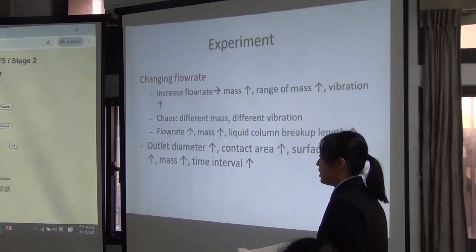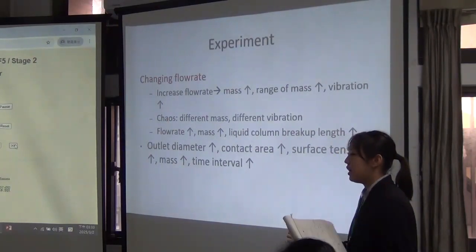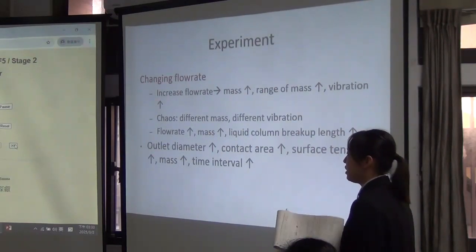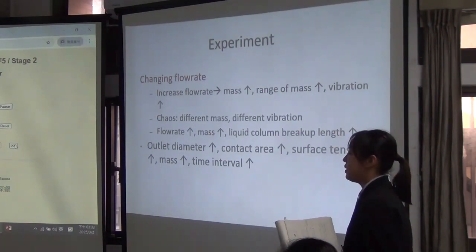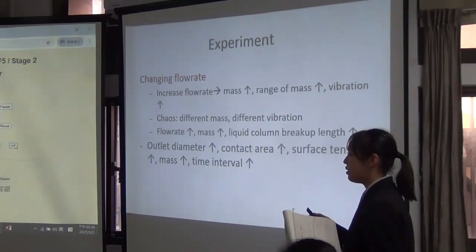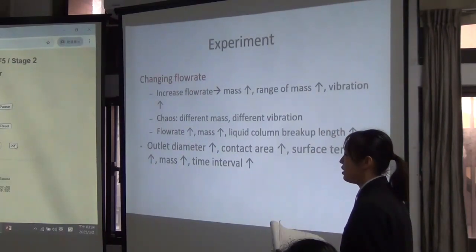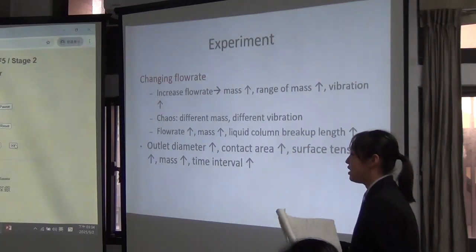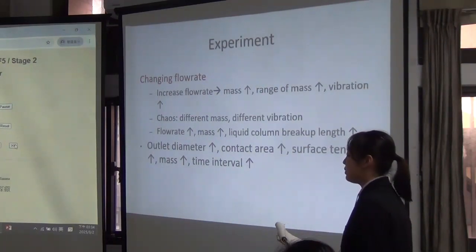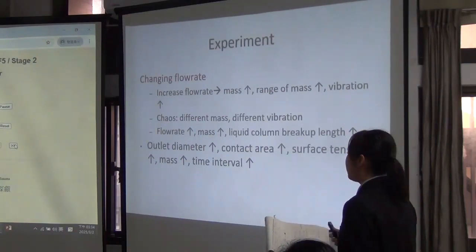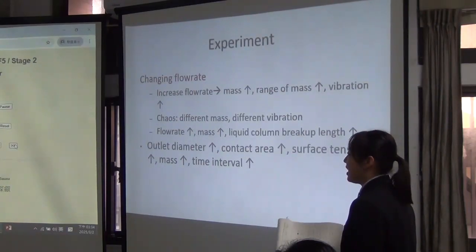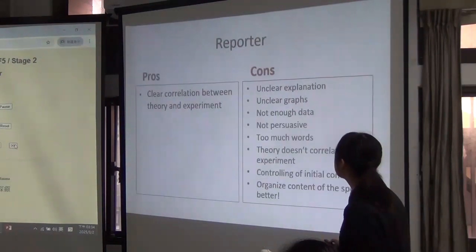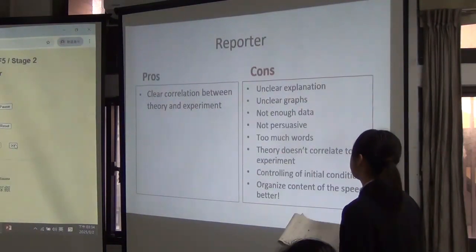In the experiment, she has a variety of data, but I think she should take out some charts to sum up, because I'm a little bit confused about a lot of decreases and increases, so I will discuss it with her later. But despite the things above, I think her presentation shows that she has done the experiment very well. And here are the pros of the reporter.